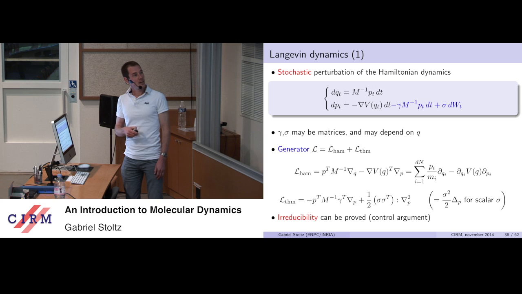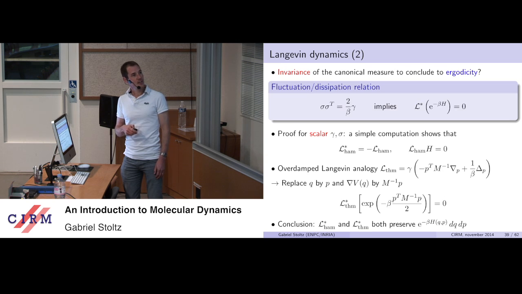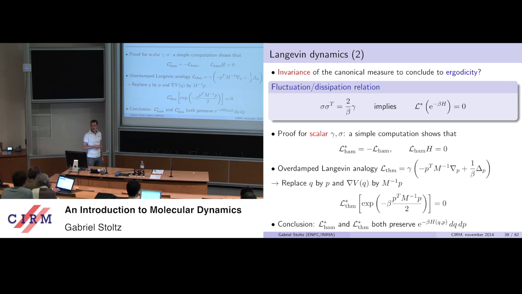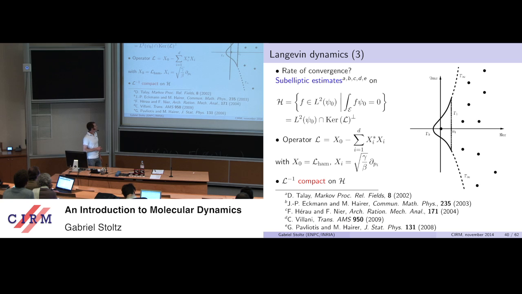Okay, so we have irreducibility, we have invariance of the canonical measure, so we know that the Langevin dynamics is ergodic. So it's a good dynamics to compute averages in practice. So maybe some functional estimates now.